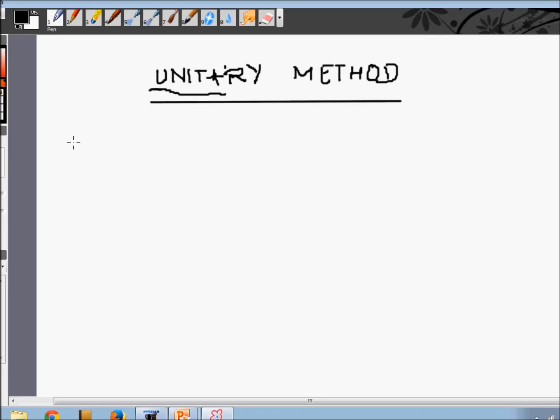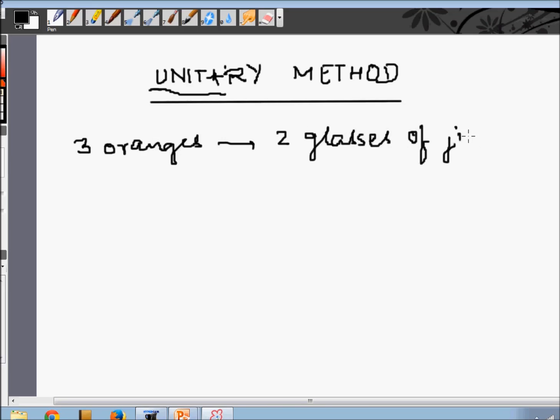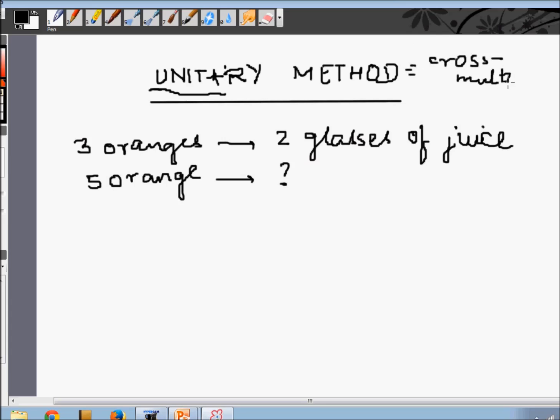Let's say I have a question which says that 3 oranges can give me 2 glasses of juice. Alright, 3 oranges can give me 2 glasses of juice. So how many glasses can I obtain from 5 oranges? So what did I tell you right now? That unitary method is nothing but cross multiplication.